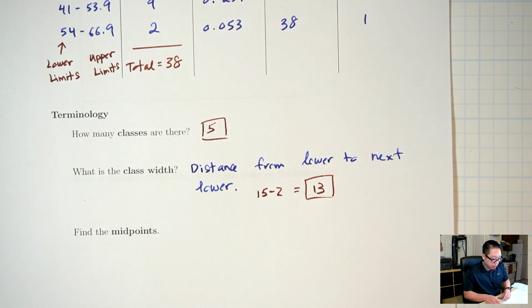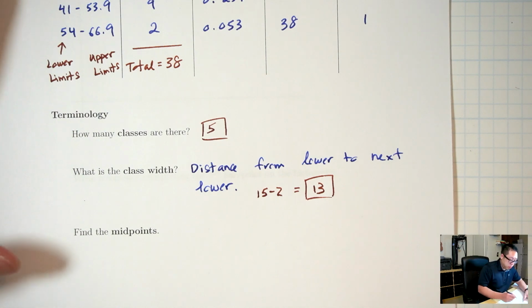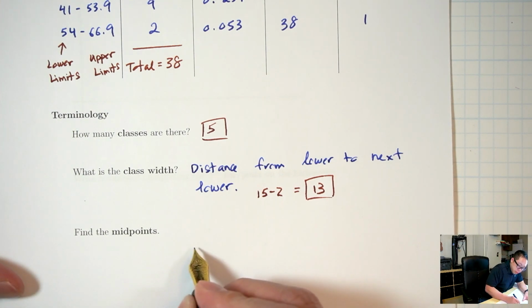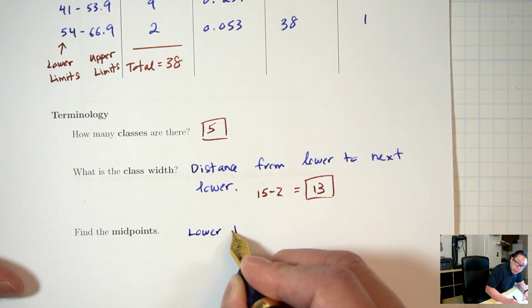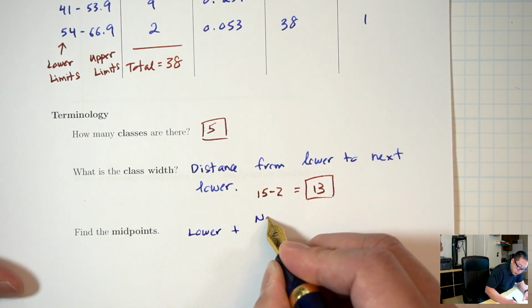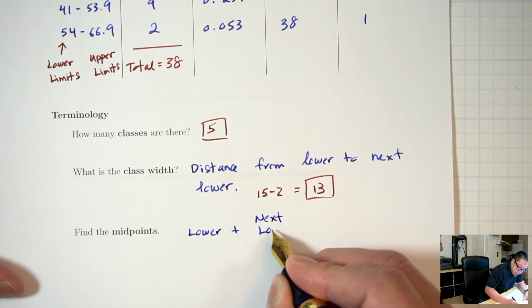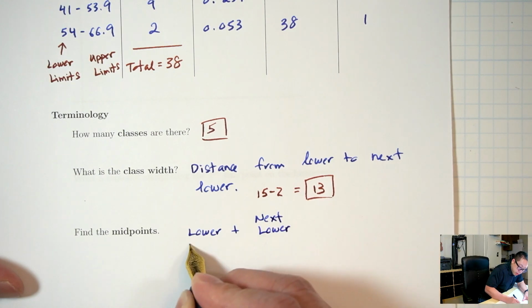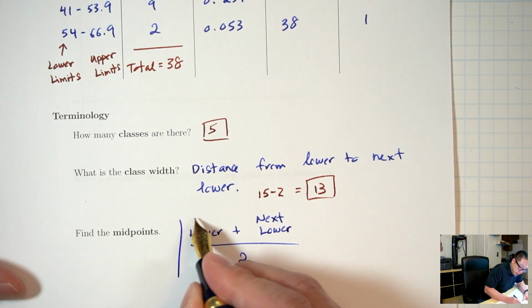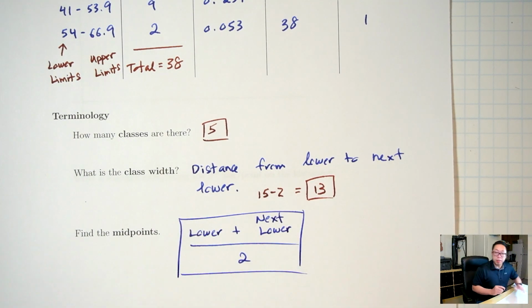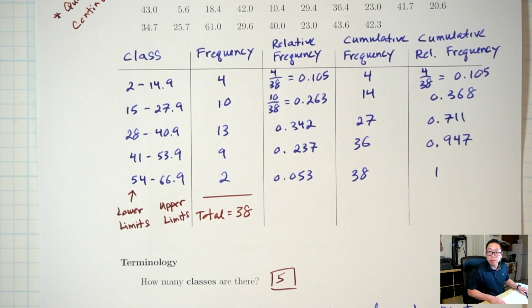Midpoints. The way you calculate midpoint is lower plus the next lower, divided by 2. That's how you calculate it. And now let's calculate it for this table.